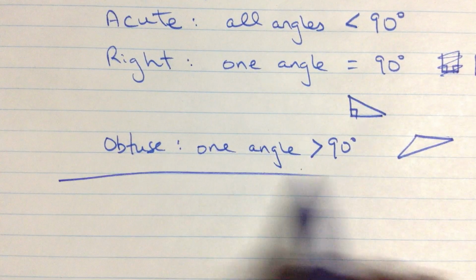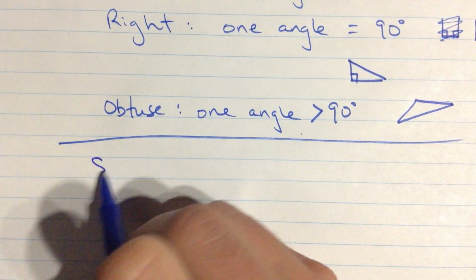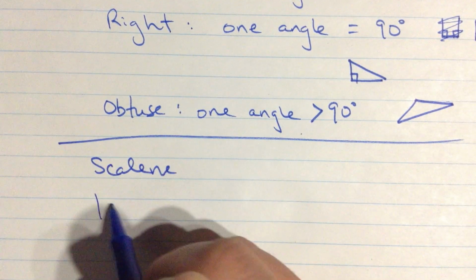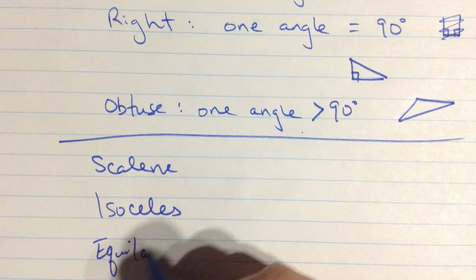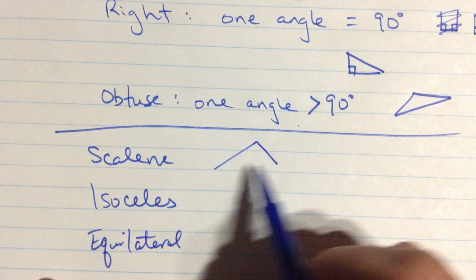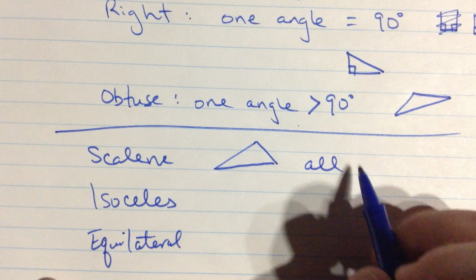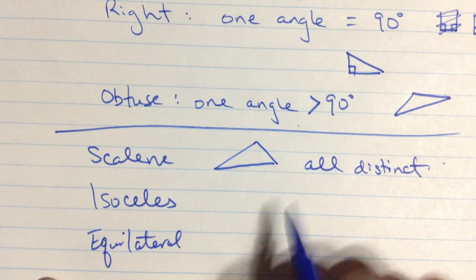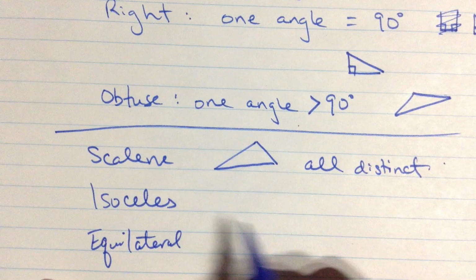Another way to classify them is according to how many angles or sides are equal. So we've got three here that I'll show you: the scalene, the isosceles, and the equilateral. Okay, so the scalene one is like this. All of the angles and sides are distinct. So three different lengths of sides, three different angles inside of here.